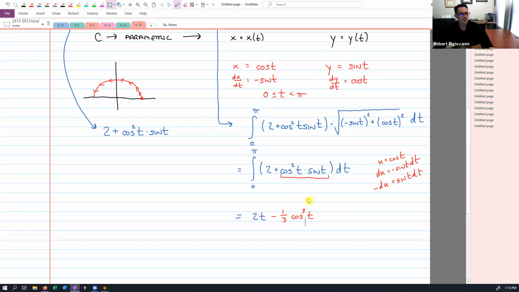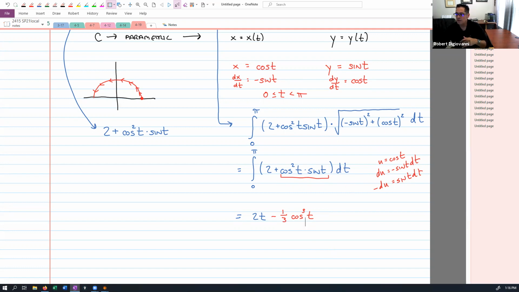Do I need to show that, or is that okay with everyone? Think you could get that on your own? This just becomes u squared times the sine t dt becomes negative du. So you're trying to take the antiderivative of negative u squared, which is negative 1/3 u cubed. And u is cosine. We're good? I can keep going?